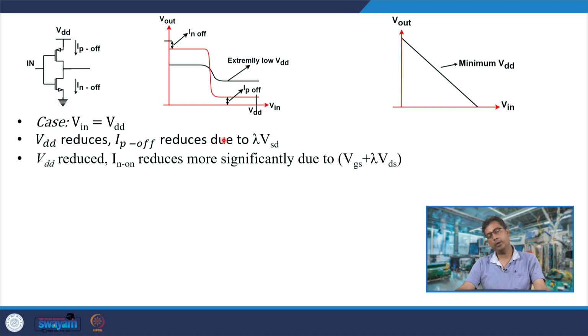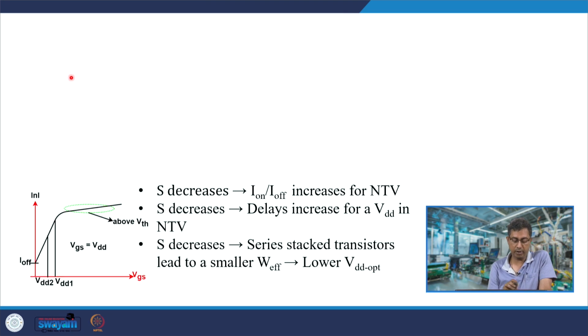One way to reduce the Ion by Ioff ratio is by reducing VDD. So, let us discuss that. Suppose Vin is VDD and now you reduce VDD. Vin is also VDD, you reduce overall VDD. This is 0, still this is 0, it does not change the output voltage value.